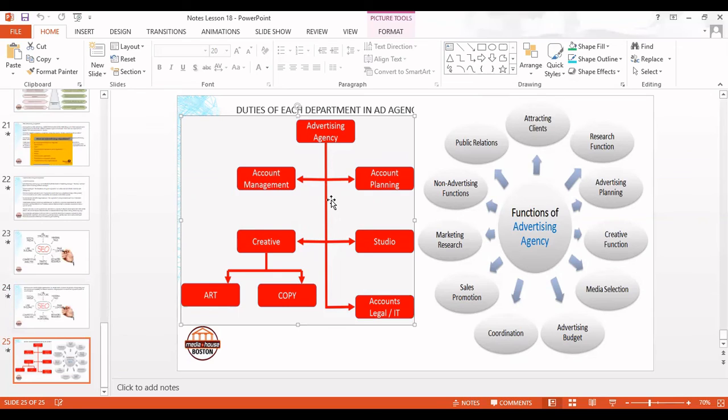Then you have your research function. These are responsible for research to understand the industry, to understand the market. Then you have people who work on the advertising budgets, the coordination, media selection, the marketing research. Then we also have public relations, even those non-advertising functions as well. So you need to understand all these functions of each particular personnel, from the account executive, graphic designer, what is it that they do? The CEO, what is it that they do? The marketing people, what is it that they do in an advertising agency? What are their duties? Copywriters, what is their duty as well?